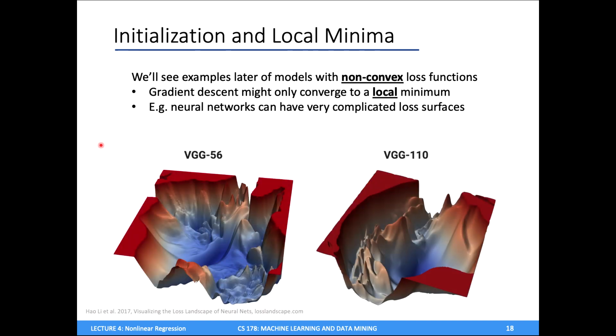In general, our loss surfaces, our loss functions, can be very complicated. For example, neural networks, which we'll see in a few weeks, are known to have extremely complex loss surfaces. In fact, understanding the geometry of these loss surfaces is an open and very interesting question in machine learning. So if you like geometry, maybe you can read up a little bit on neural network loss surfaces.